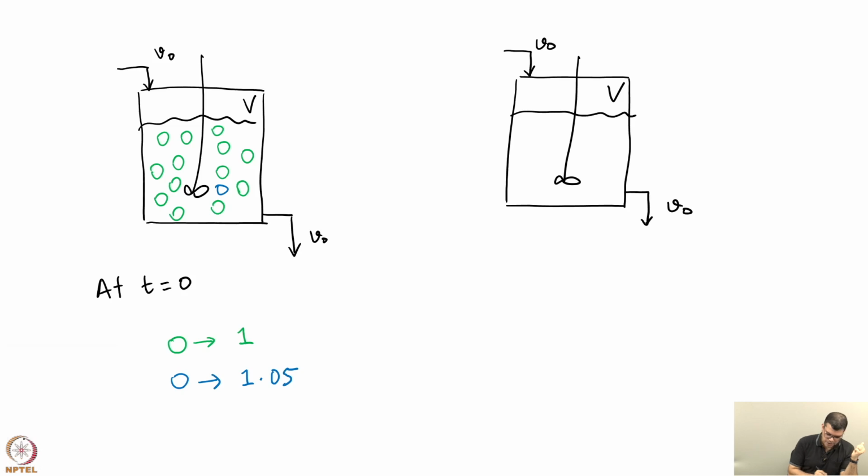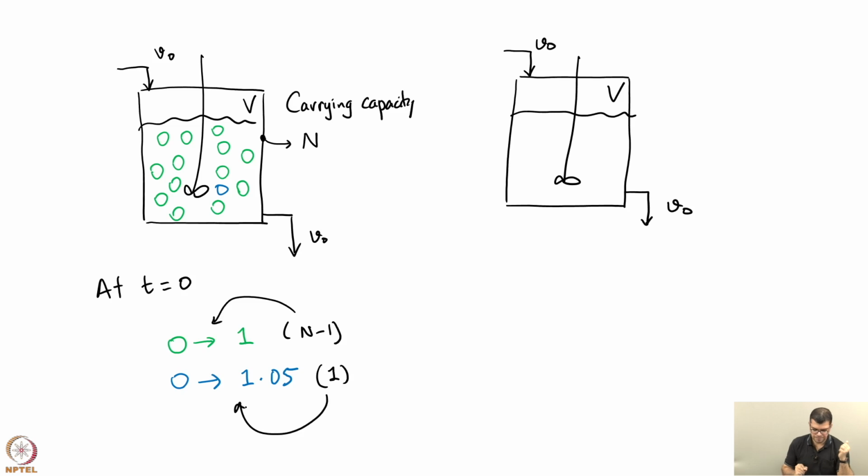If I am talking of the population structure, let us say that the carrying capacity of this chemostat is N. So, there are N minus 1 individuals which are of this kind, and there is one individual which is of this kind. That is the scenario that we have, that is the picture of the chemostat at t equal to 0. If we give this process sufficient amount of time, so let us say without being mathematically precise about it, let us say we give it sufficient time.